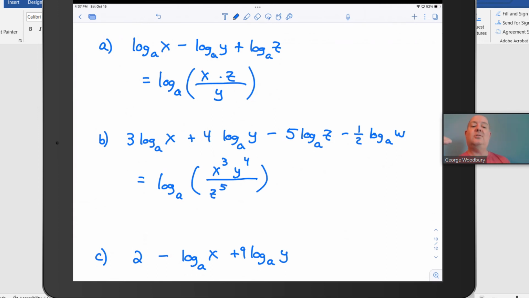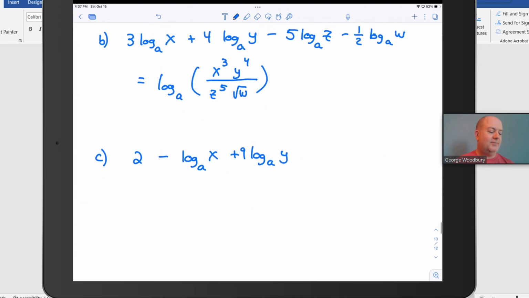And then finally, w to the 1/2 power, we can rewrite that as the square root of w. We're not going to worry about rationalizing that denominator, just applying the square root. 1/2 power is the same as a square root.